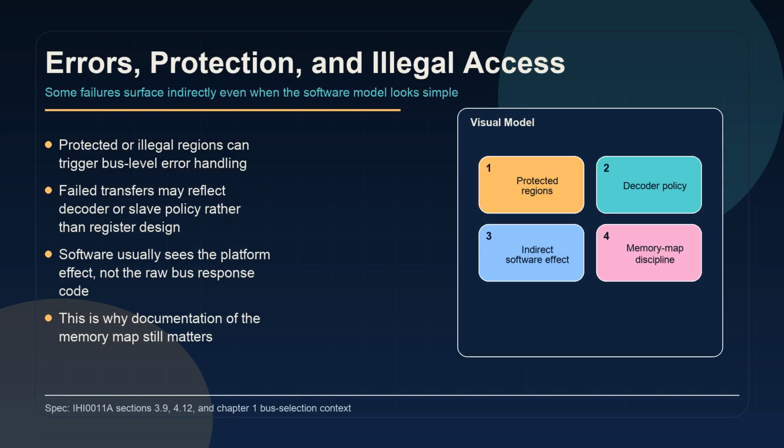When an access fails, software often sees only the platform symptom. Underneath that, the cause might be decoder policy, a protected region, or a slave-side error rule. The bus architecture matters because it defines where those policies can live, even if software never sees the raw response encoding directly.